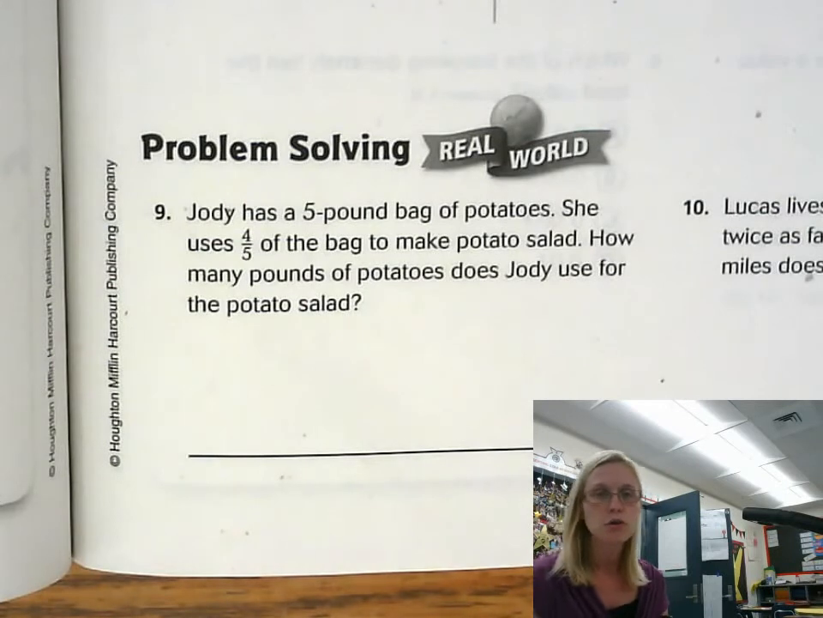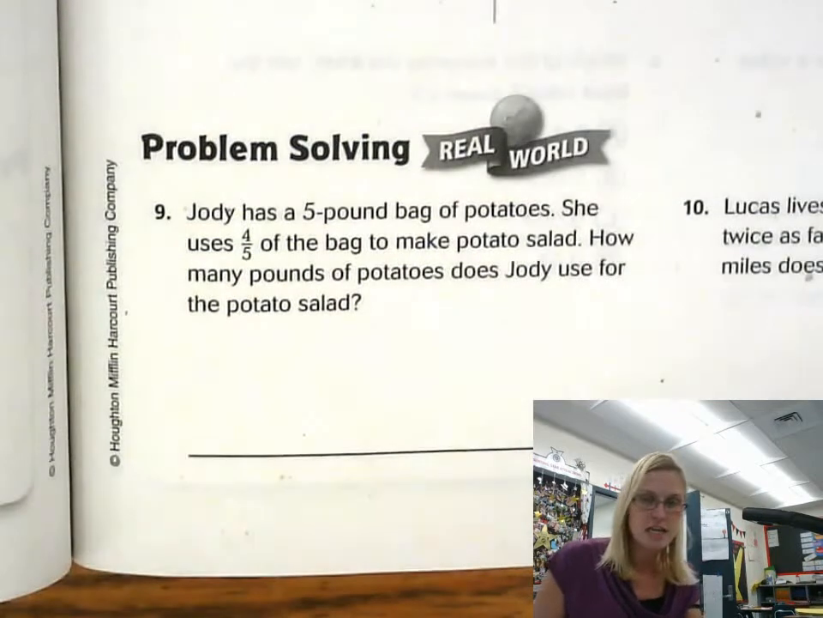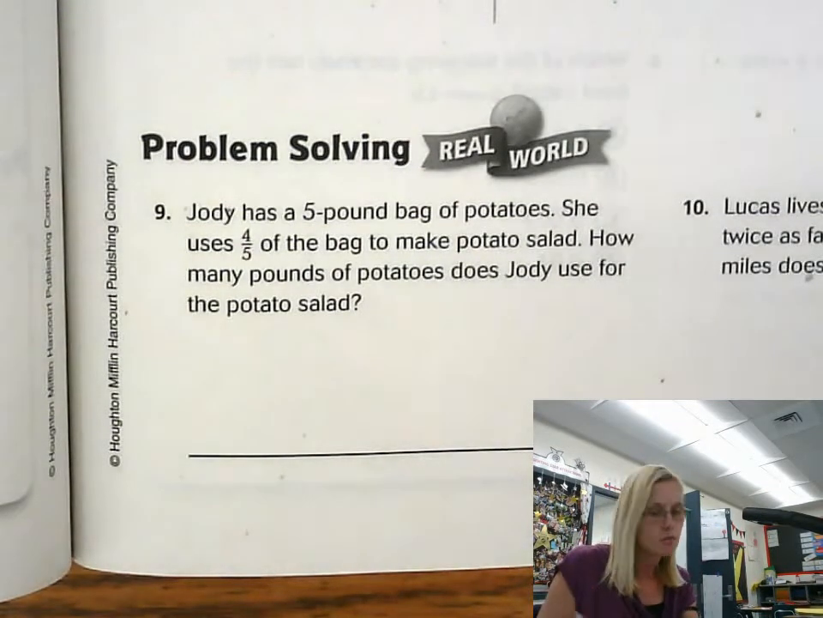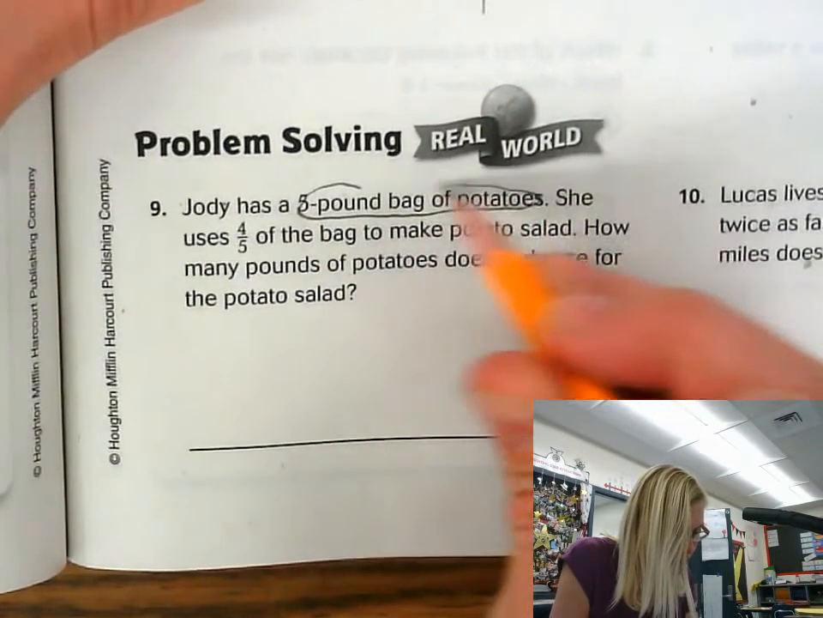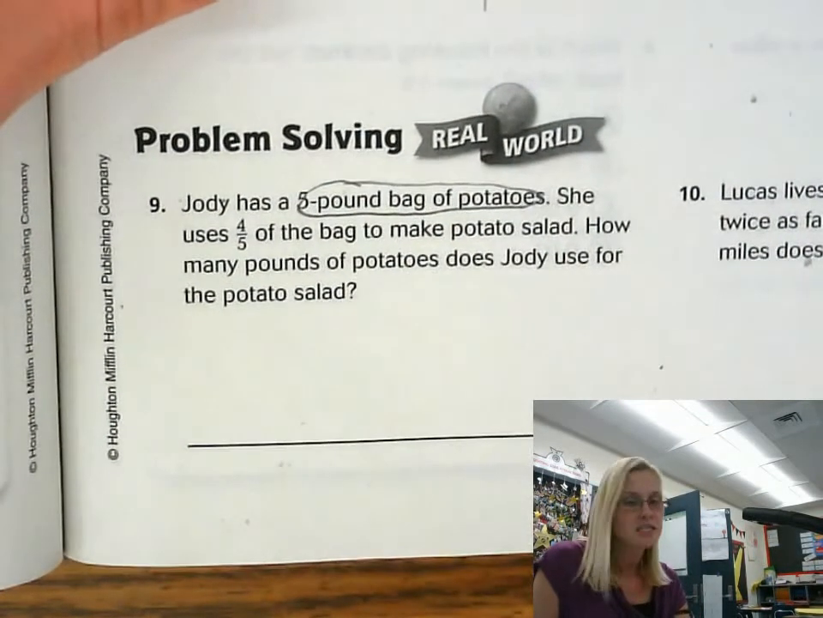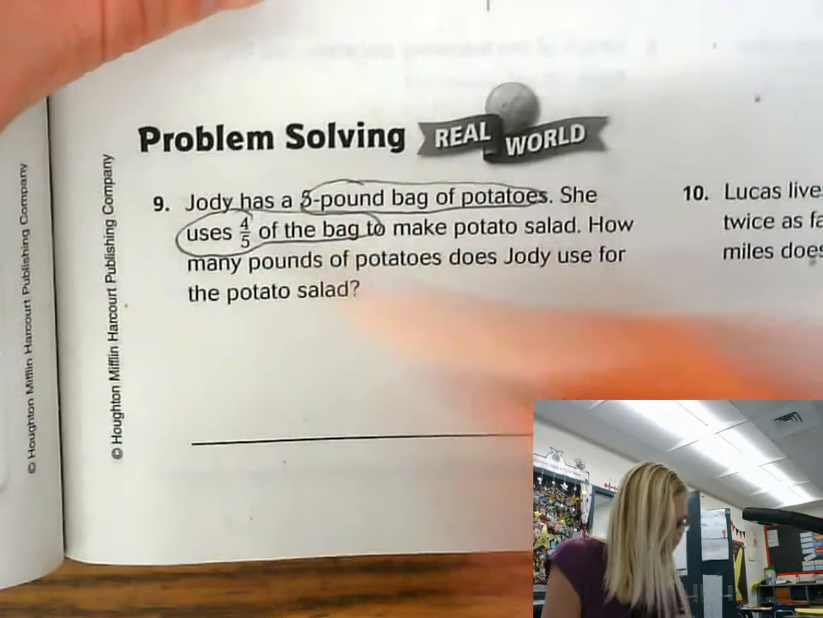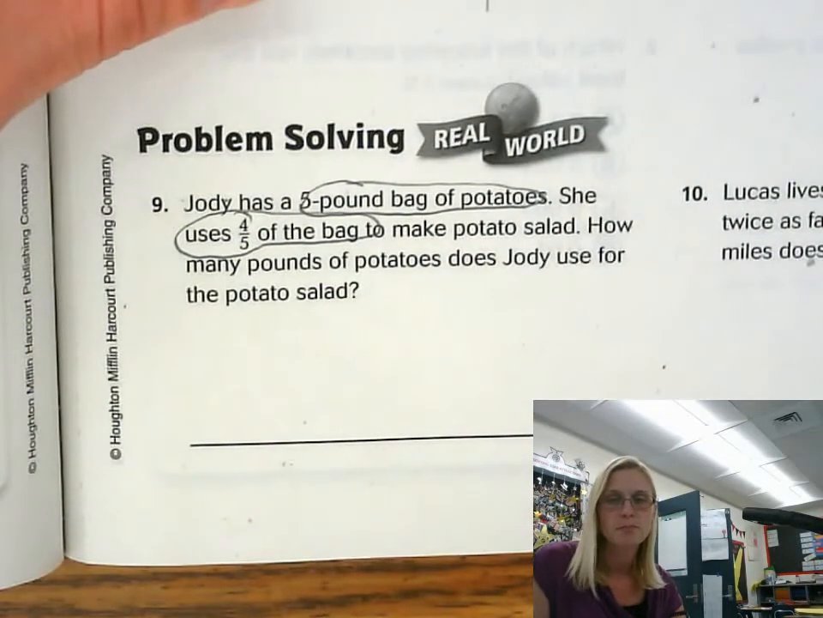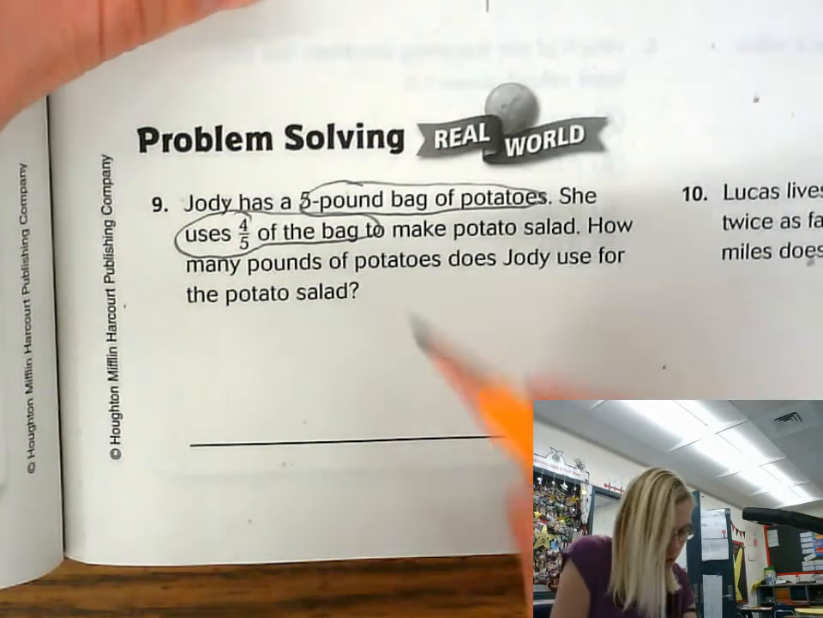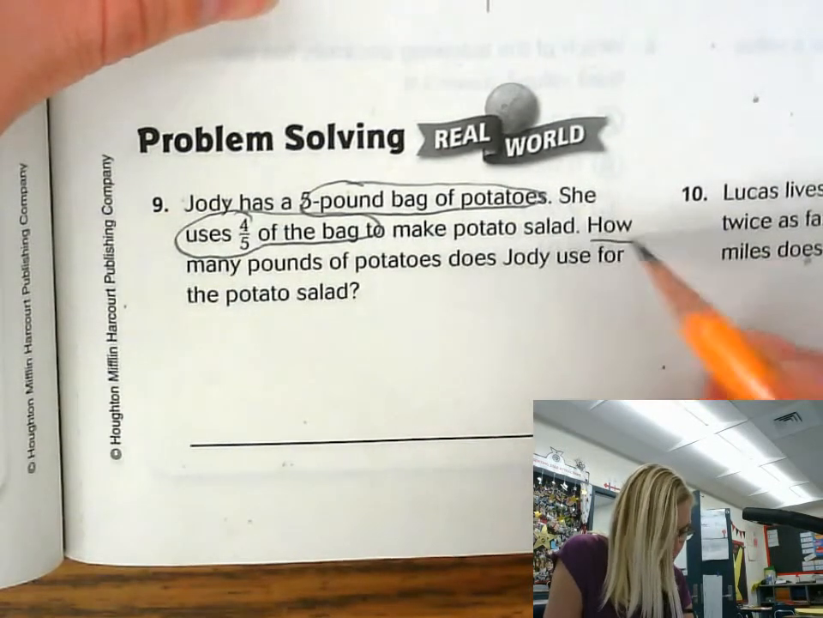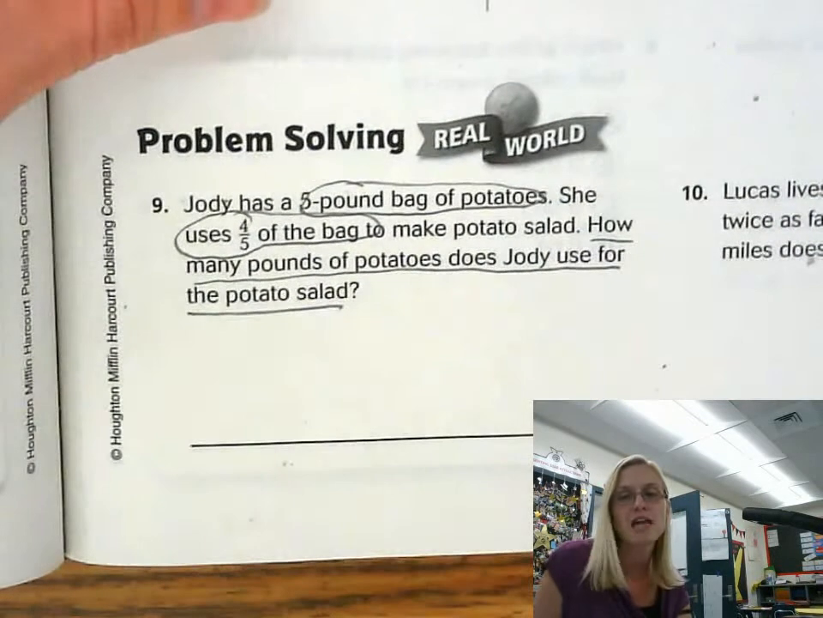When I do word problems, I always want to start out by using my cubes. Again, C is standing for circle, and we always circle the number and what it represents. So I'm going to circle 5-pound bag of potatoes. The other number that I see is 4/5, and it's talking about uses 4/5 of the bag, so I'm going to circle that as well. Next is the U. I need to underline the question so I know what it's asking me. The question says, how many pounds of potatoes does Jody use for the potato salad?